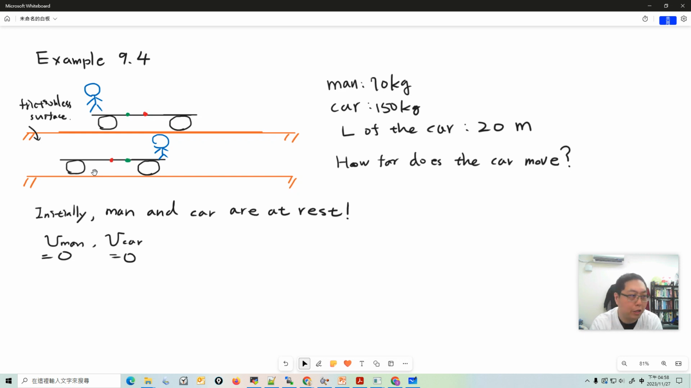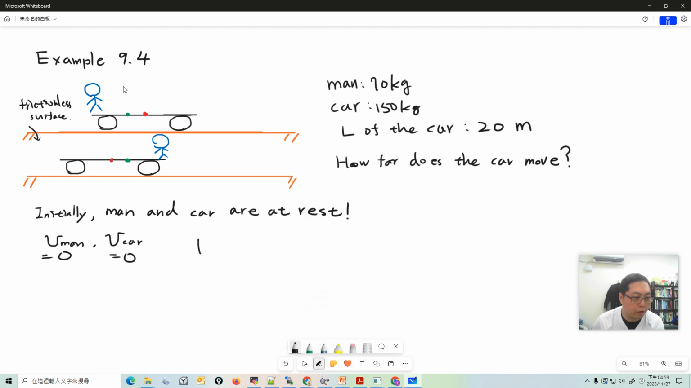The information is: the man is 70 kilograms, the car is 150 kilograms, and the length of the car is 20 meters. And initially, the man and the car are at rest. So when the man and the car are initially at rest, it tells you something.